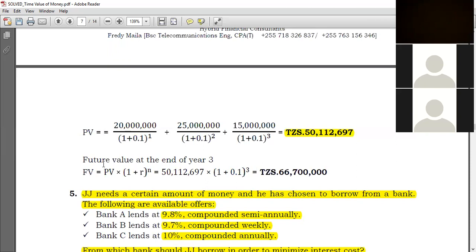So if we just need the future value and we have the present value, we know the formula. Future value equals present value times (1 plus R) power n. So you have a present value here, 50,112,697 times (1 plus R), which is 0.1, power 3, ending up with this figure here, 66,700,000. So that's how you go about a question like this.